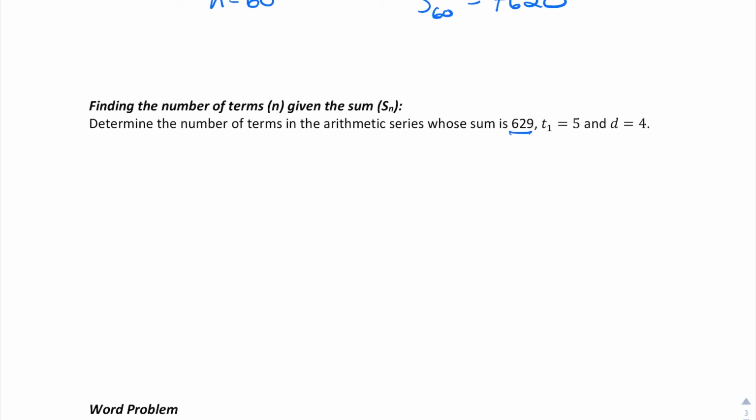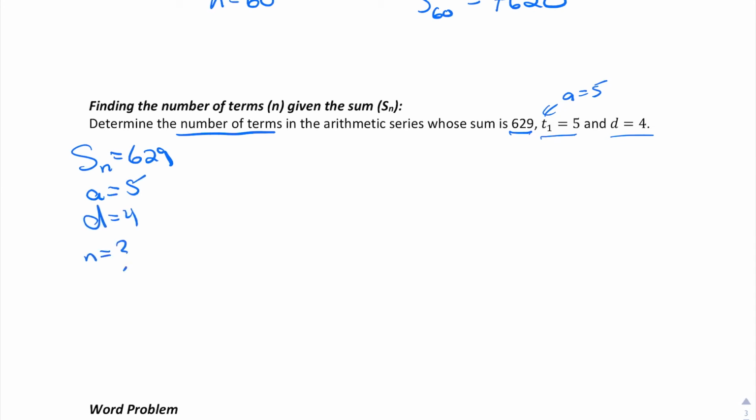So there are other things you can do with this. This one says finding the number of terms. So it says determine the number of terms of the arithmetic series whose sum is this, and we are given T1 and d. So let's break down what we know. We want the number of terms, they're asking. So S sub n is 629. That's the sum of the number of terms. A, so T1 is the same as a, is 5. And d is 4. Again, we're looking for n.